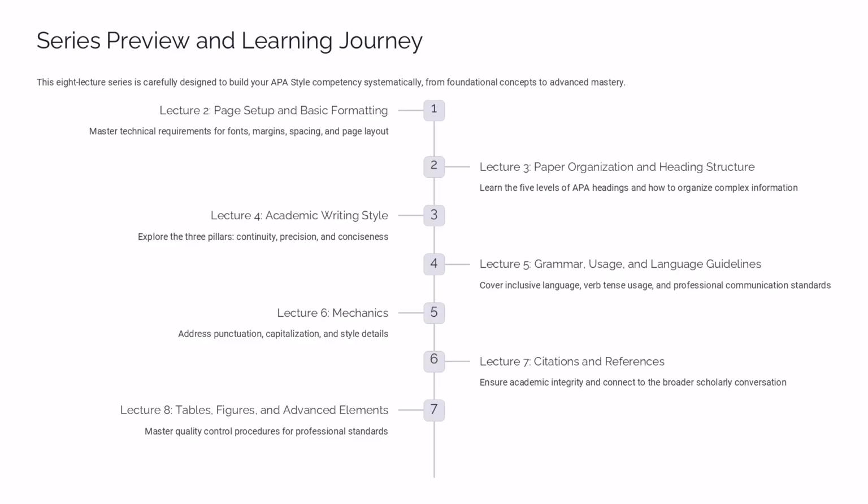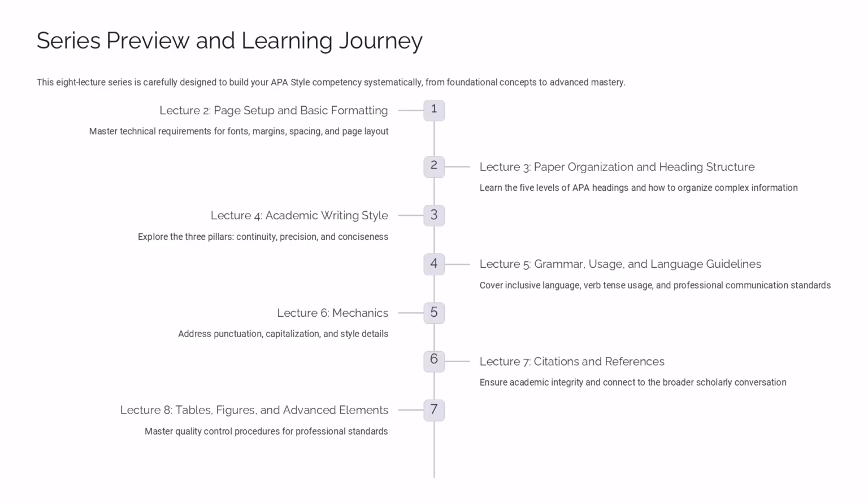Lecture 4 focuses on academic writing style, introducing you to the 3 pillars of effective scholarly communication: continuity, precision, and conciseness. These principles will transform your writing from adequate to exceptional. Lecture 5 covers grammar, usage, and language guidelines, including modern approaches to inclusive language, strategic verb tense usage, and professional communication standards.